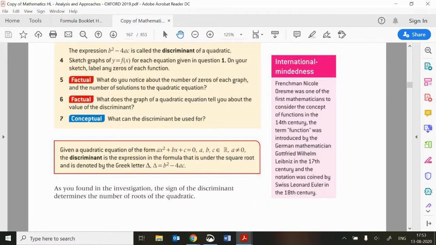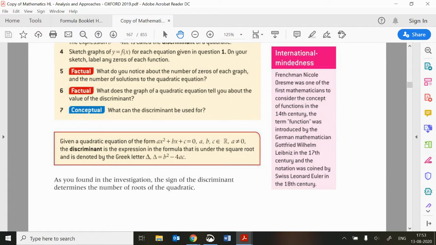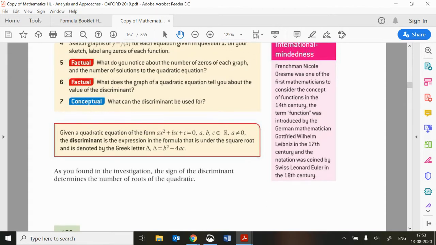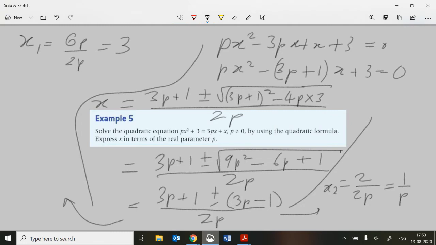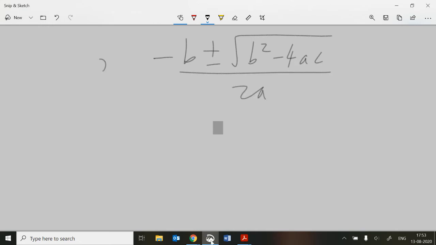But we're actually dealing with the discriminant. They were talking about functions there, and now we're talking about the discriminant. Apologies for that. The discriminant is this bit in the quadratic formula. In our quadratic formula we have minus b plus or minus the square root of b squared minus 4ac, divided by 2a. This bit here is our discriminant, and sometimes they call it by this symbol, capital delta.